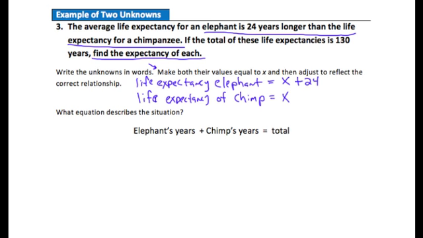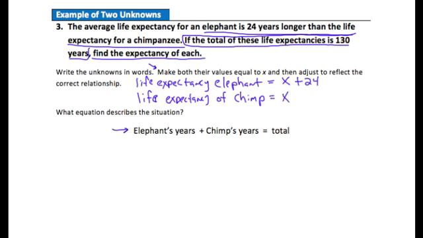And most of the time with these two unknowns, it's a sum or a total in this situation. So notice here is the part that's going to help us write the equation. If the total of these life expectancies is 130 years, that is our equation right there. So to find the total of these life expectancies, all we're going to do is this. Take the elephant's years plus the chimp's years to come up with this total.